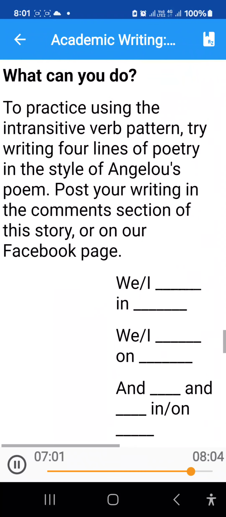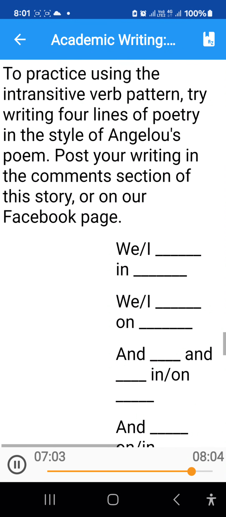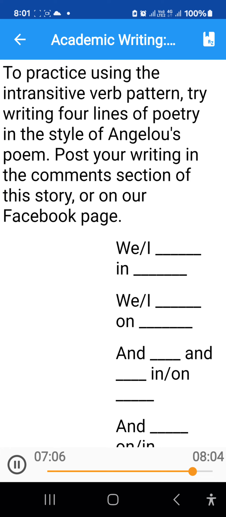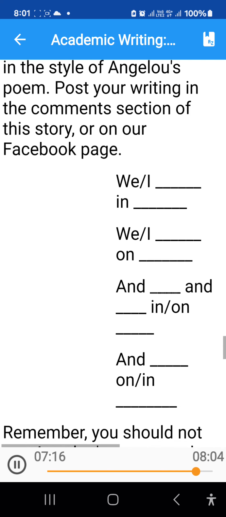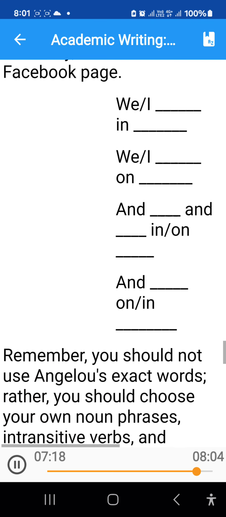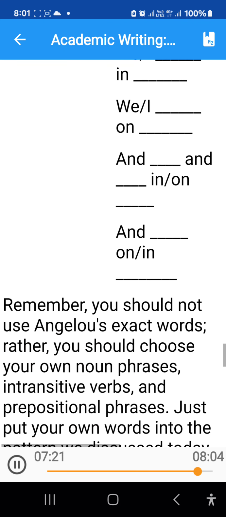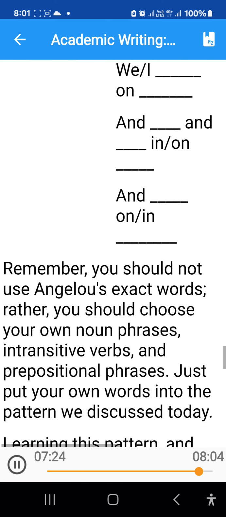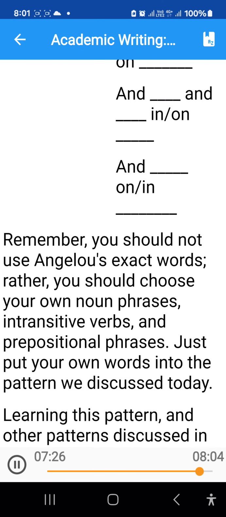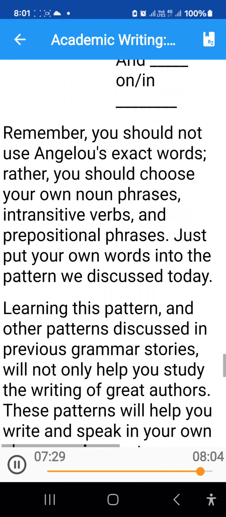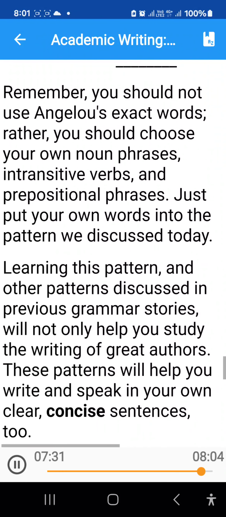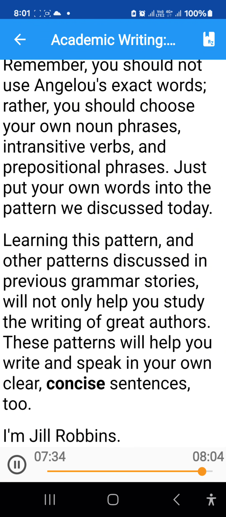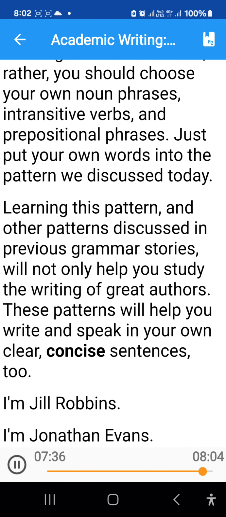To practice using the intransitive verb pattern, try writing 4 lines of poetry in the style of Angelou's poem. Post your writing in the comments section of this story or on our Facebook page. Remember, you should not use Angelou's exact words. Rather, you should choose your own noun phrases, intransitive verbs, and prepositional phrases. Just put your own words into the pattern we discussed today.